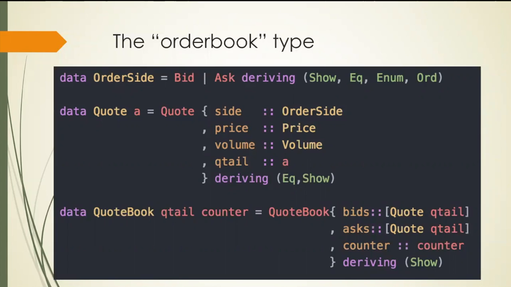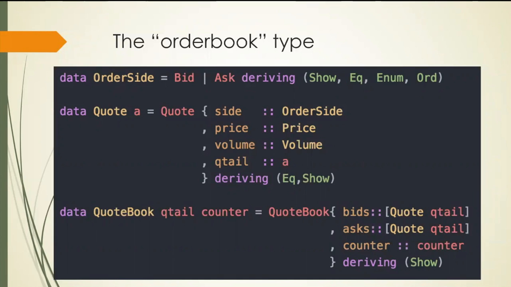And the quote book, that's all it is. It's the bids, the asks, and the timestamp. For the first example, Bitstamp, the timestamp is just literally a timestamp. The counter is a timestamp. For GDAX, they actually give me a sequence number, which is much more useful. It's very strict. So this is the order book type that the code uses.